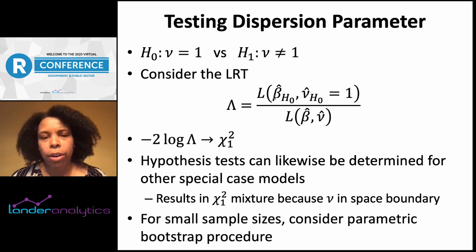Meanwhile, it's also worth noting, if one is interested in one of the other special cases, say the geometric or the Bernoulli, just recognize that since nu is on the boundary in those conditions, we have to consider a chi-squared mixture for those instances.